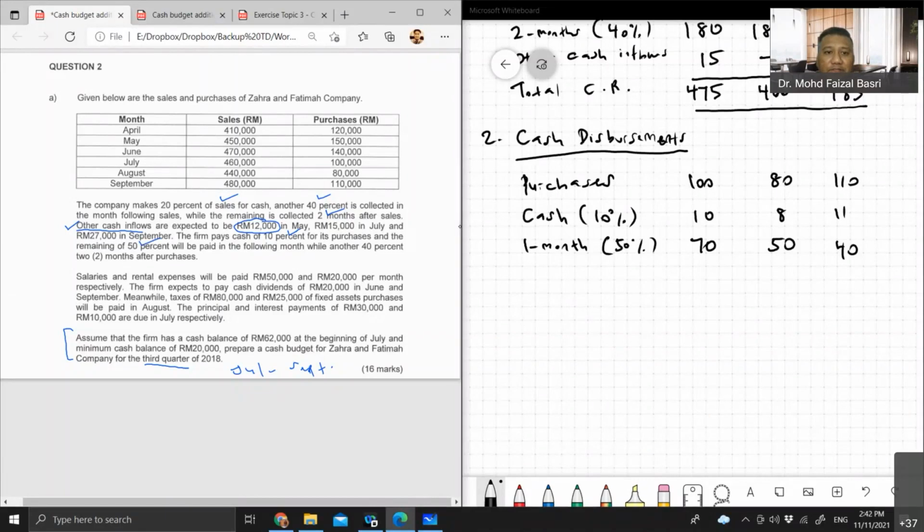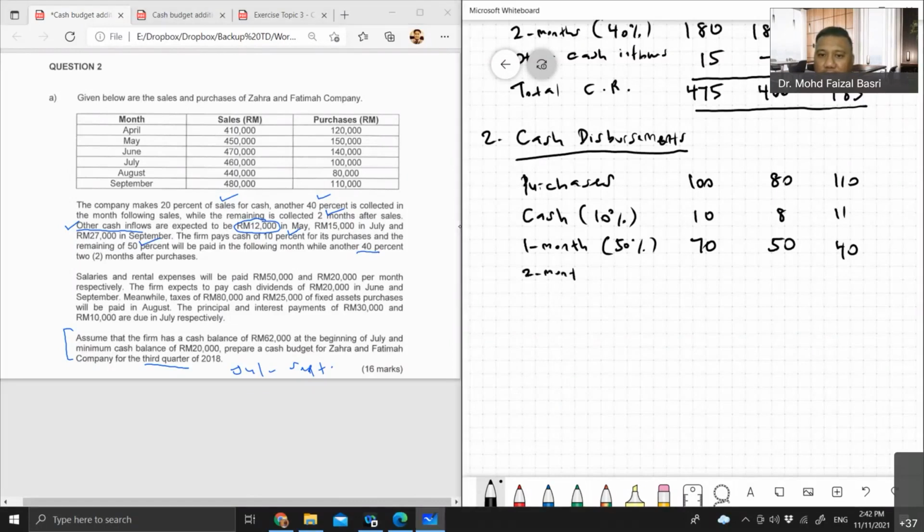And the balance, which is another 40%, we pay 2 months after purchases. So again, you're going to have the 2 months later part, and it's 40% now. If you refer to these purchases of 100,000 in July, 10,000 is already done in July, 50,000 they paid 1 month later, so total 60,000 and the balance is 40,000. The 40,000 will be paid 2 months later, which is in September. So again, similar to above, 40 plus 50 plus 10 equals 100,000.